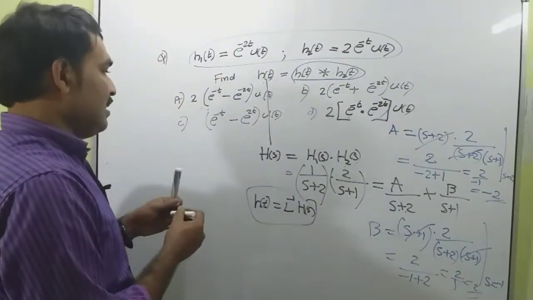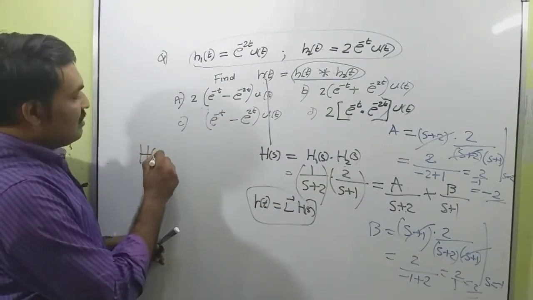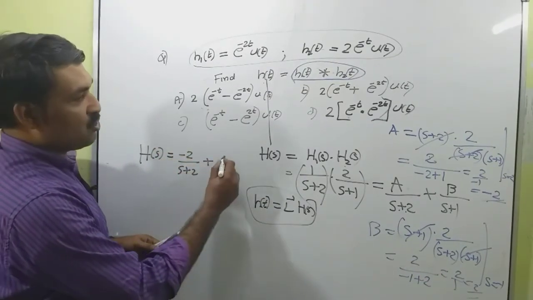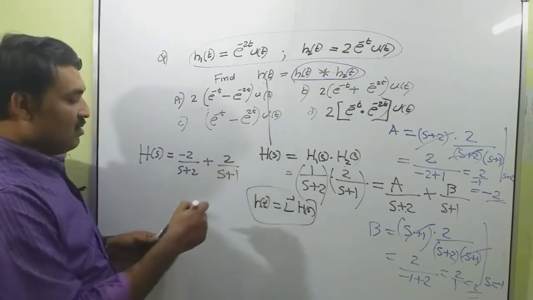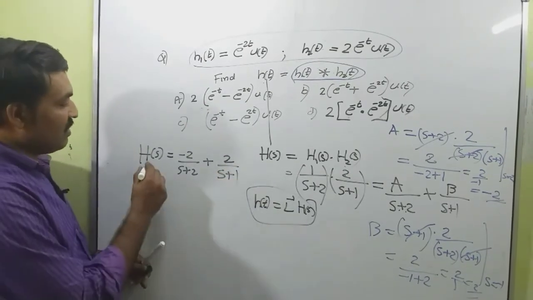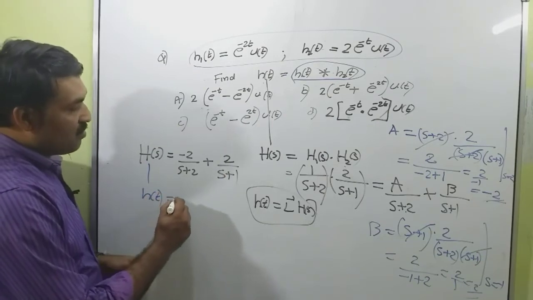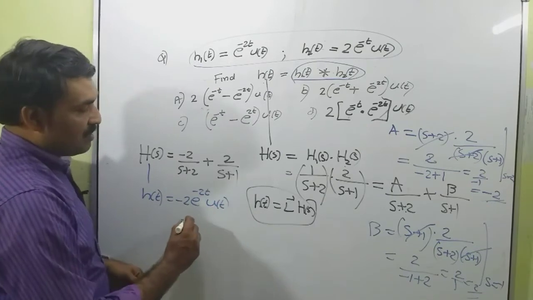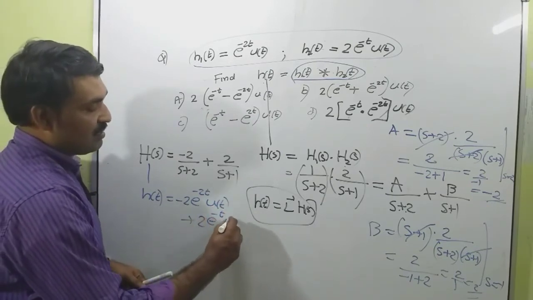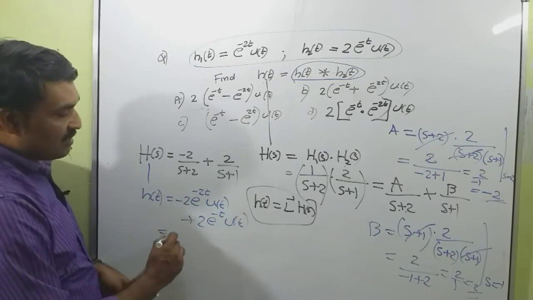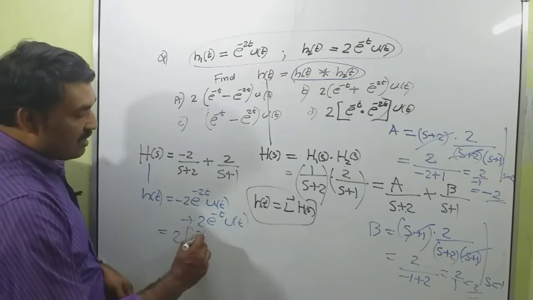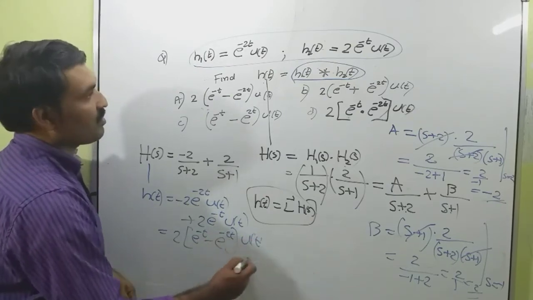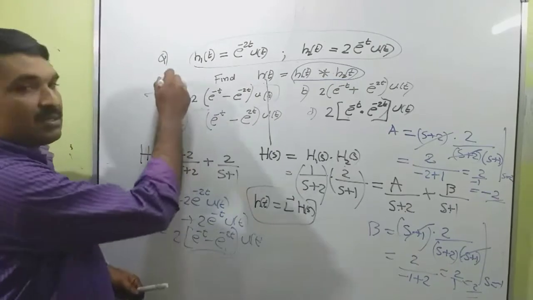So we can write H(s) is equal to A, that is minus 2 by s plus 2, plus B, that is 2 divided by s plus 1. Now take the inverse Laplace transform. We get h(t) is equal to minus 2 into e raised to minus 2t u(t) plus 2 into e raised to minus t u(t). So we can write this as 2 into (e raised to minus t minus e raised to minus 2t) u(t). So A is the correct option.